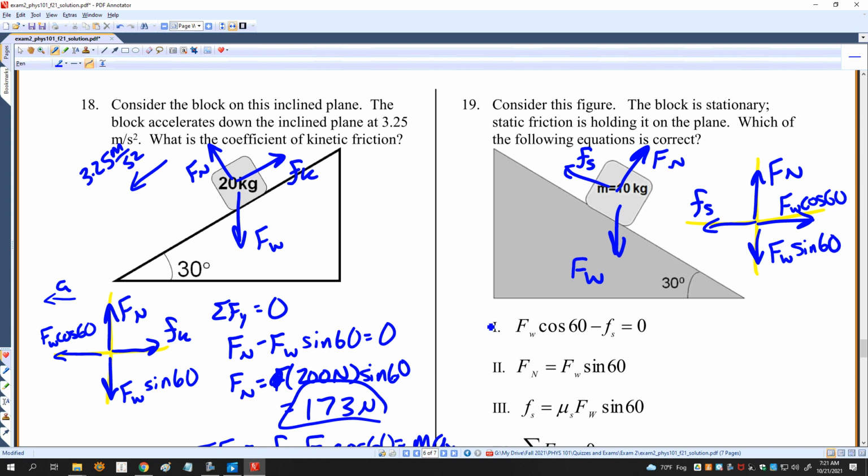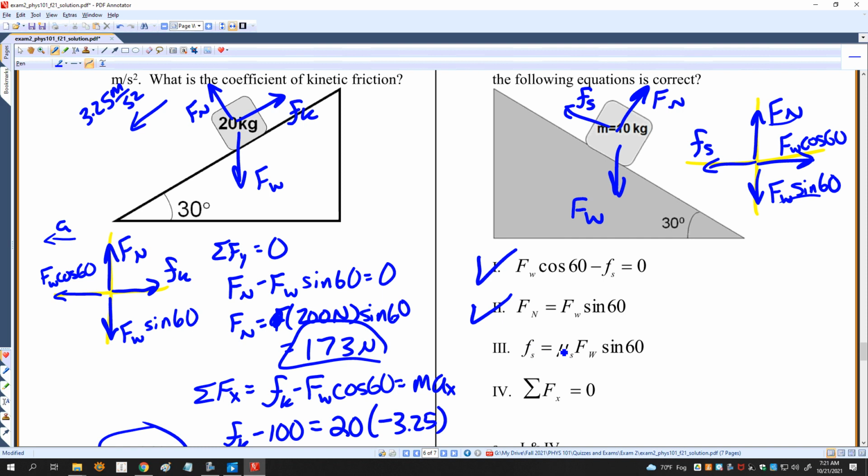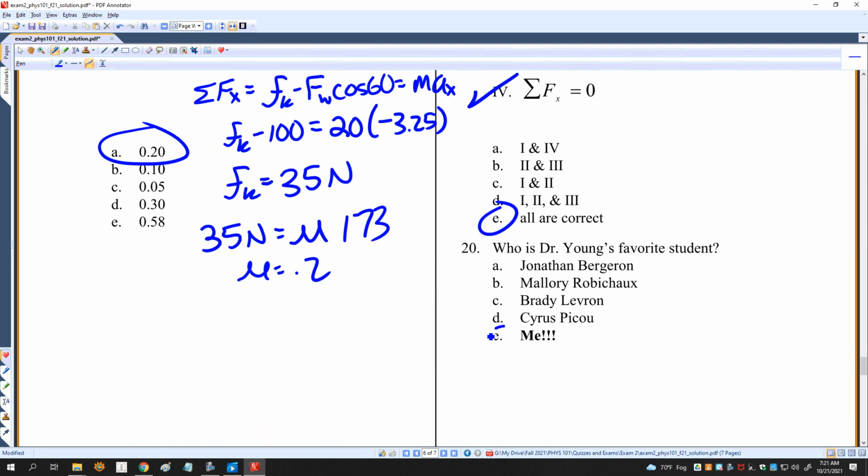So, Fw cosine 60 minus Fs is equal to 0. That's this force minus this force. That's correct. Fn equals Fw sine of 60. That's correct. Fs equals mu s Fw sine 60. This is the same as saying Fs equals mu s times the normal force. So, yeah, that's correct too. You can see, because this is the normal force, and then the sum of the forces in the x is equal to 0. That is true because it's not accelerating. So that's the right answer. And here, these are all wonderful students, but E is the right answer. Okay?